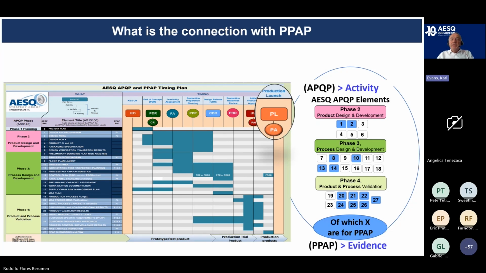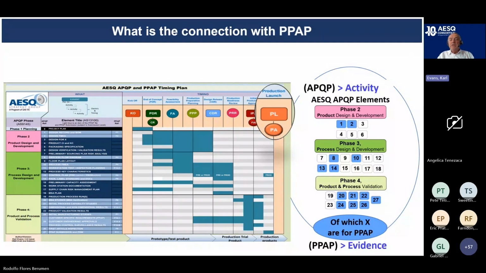The mapping, the picture, what the picture is denoting here on the right-hand side is that we're talking about a number of elements. At this point in time, it doesn't matter about which one's which against each number. The main message here is the elements drive the activities. When we talk about PPAP, we're looking for evidence of compliance. So PPAP is about evidence. It is not the driver of the activities. It is part of the assurance makeup of APQP.